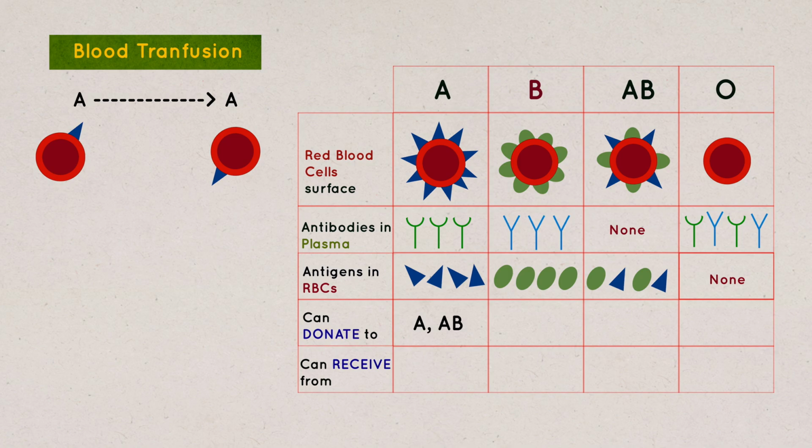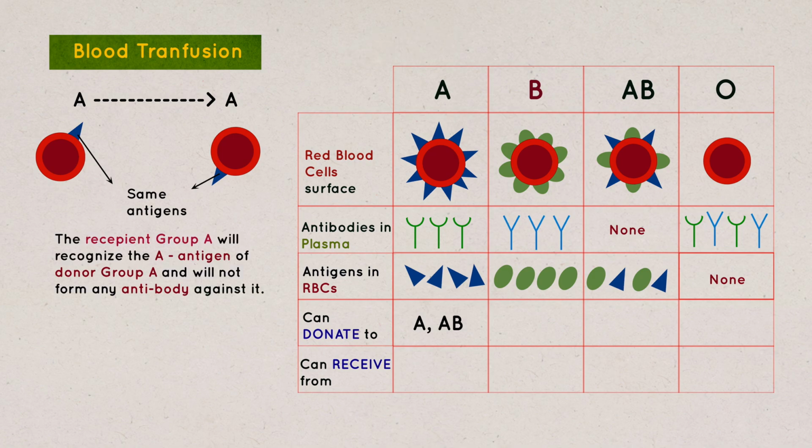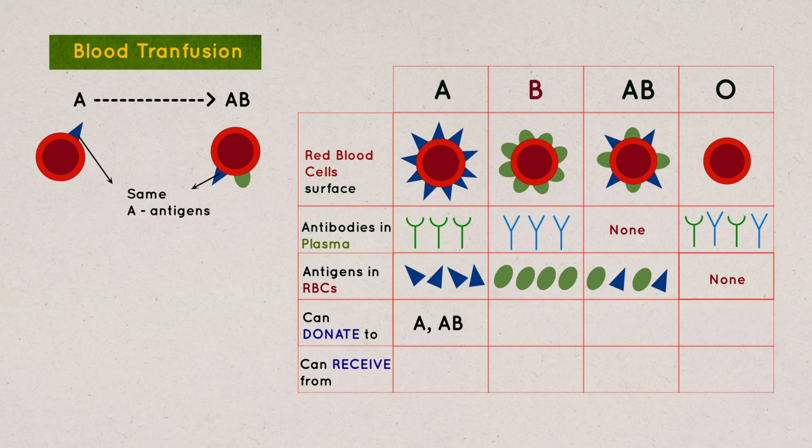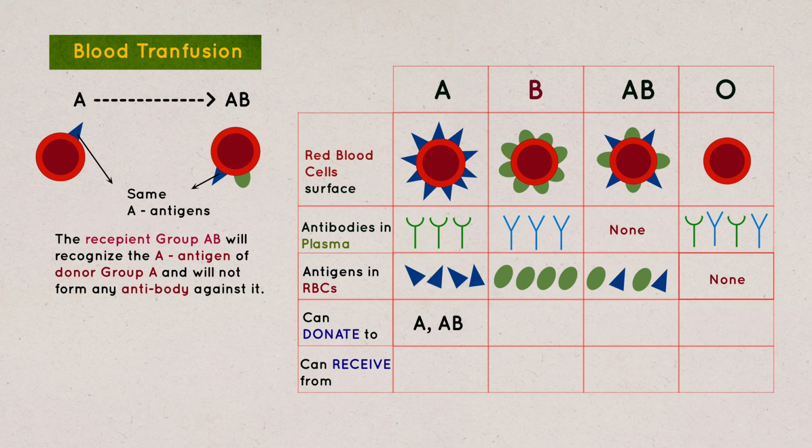Group A can donate blood to group A because they have the same antigens. The recipient group A will recognize the A antigens of donor group A and will not produce any antibody. Group A can donate to group AB because the A antigen of the recipient AB group will recognize the A antigen of donor group A and will not form any antibody against it.